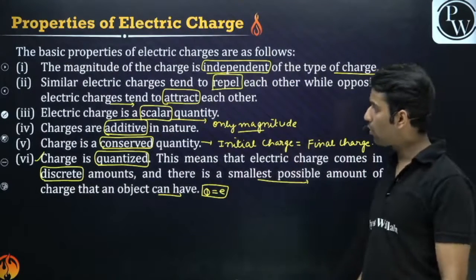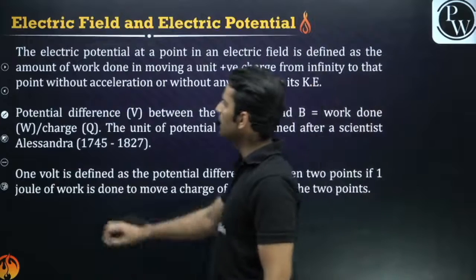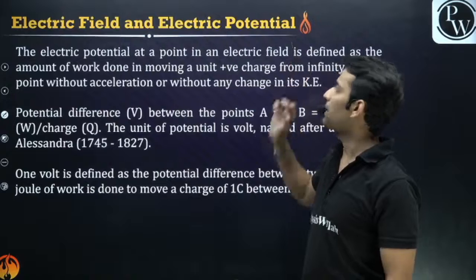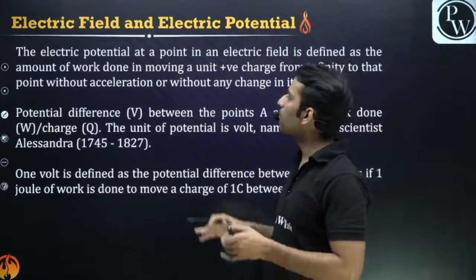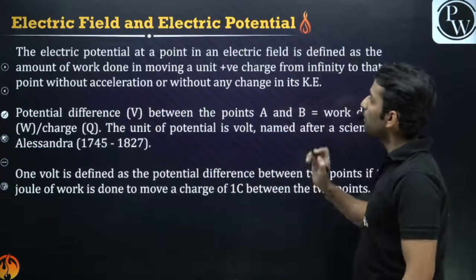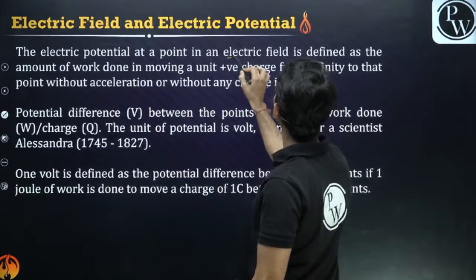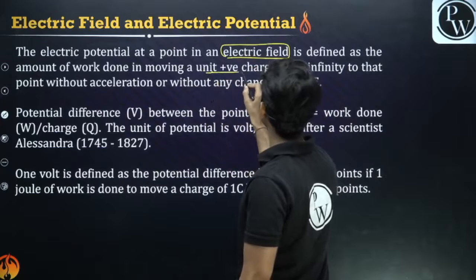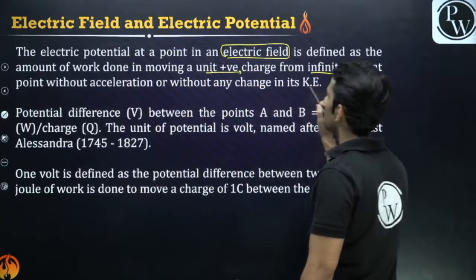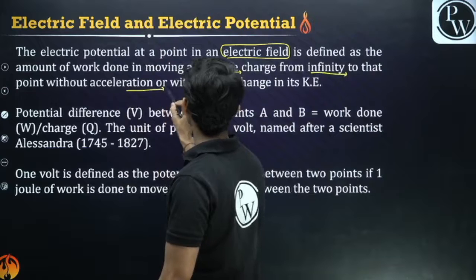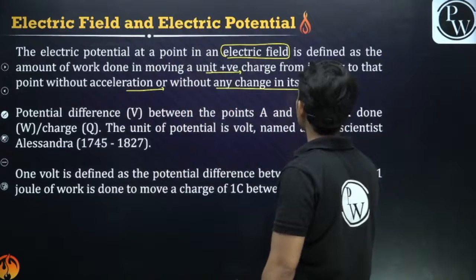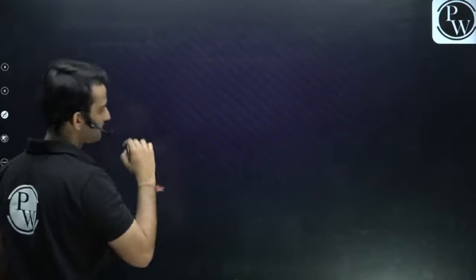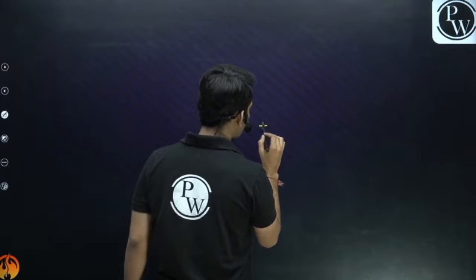Clear? Okay. Now keeping this in mind, we will be having a discussion on electric field and electric potential. See guys, basically what is electric potential? It is a potential at a point in an electric field, defined as the work done in moving a unit positive charge from infinity to that point without acceleration, or without any change in its kinetic energy. Now it seems difficult to understand. Let me explain that. See, suppose guys, I have a positive charge.